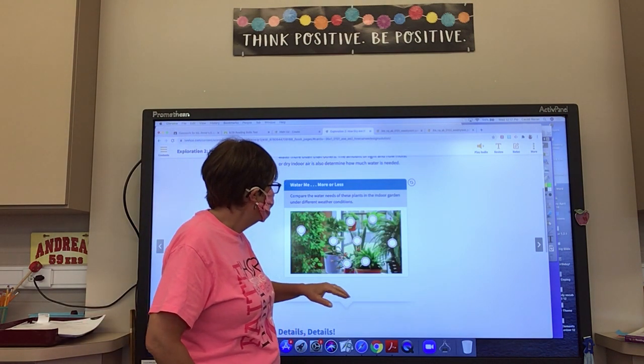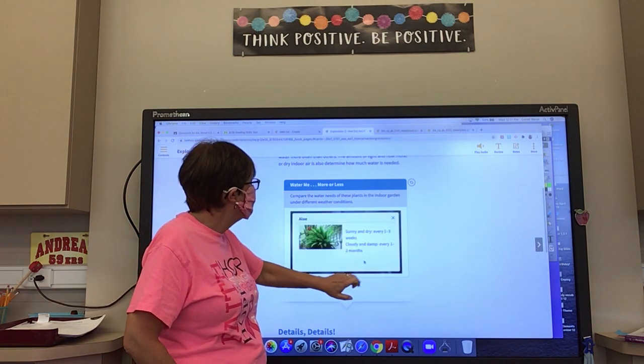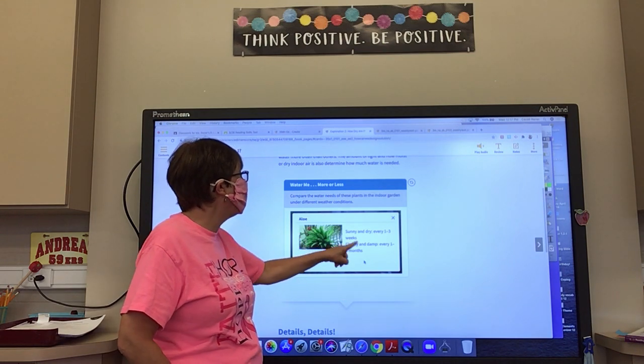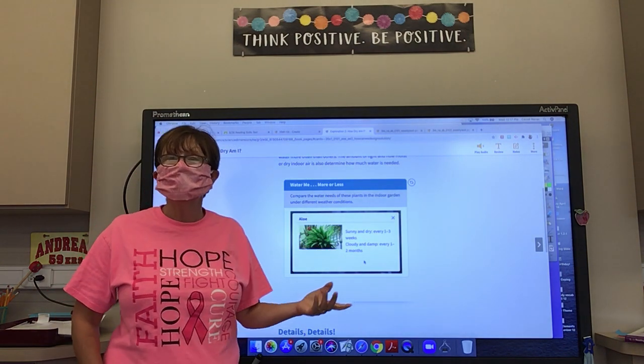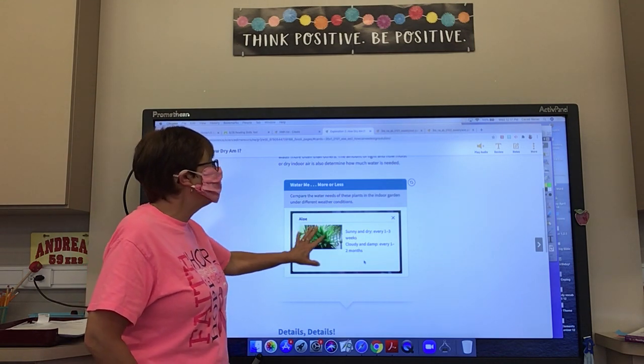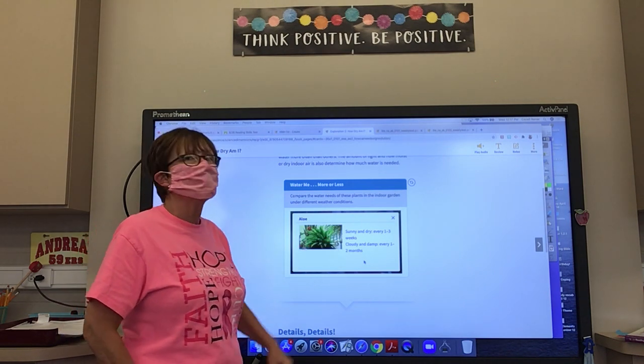Let me pick a plant here. Let's look at our aloe. That's the example of Logan. Logan has an aloe plant. And let's say we designed an irrigation system and it watered it every single day.